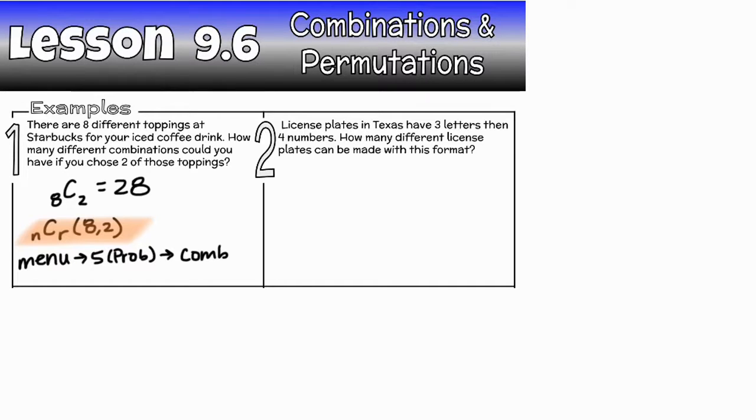And so what we'll have is, we have the letters. You have 26 possible letters times 26 possible letters times 26 possible letters. And then you have 4 numbers: 10 possible numbers times 10 possible numbers times 10 possible numbers times 10 possible numbers. So this little combination is a little bit different because we can repeat the same thing over and over again.